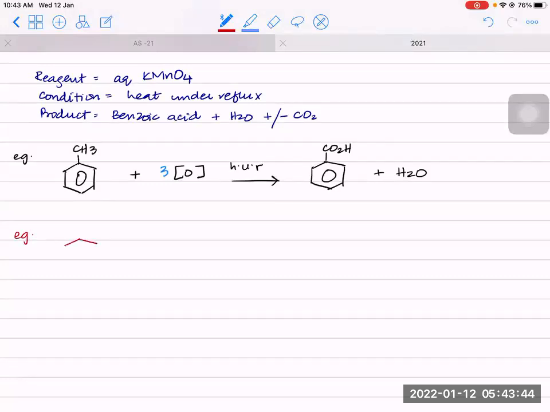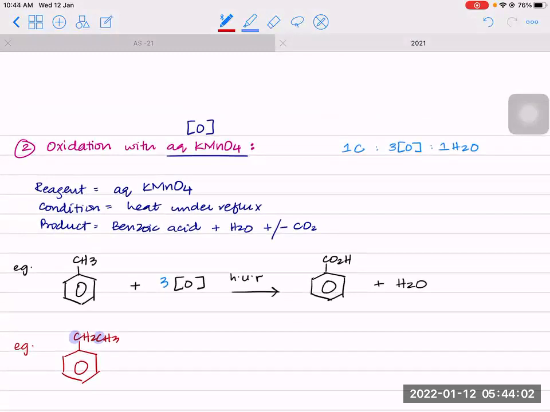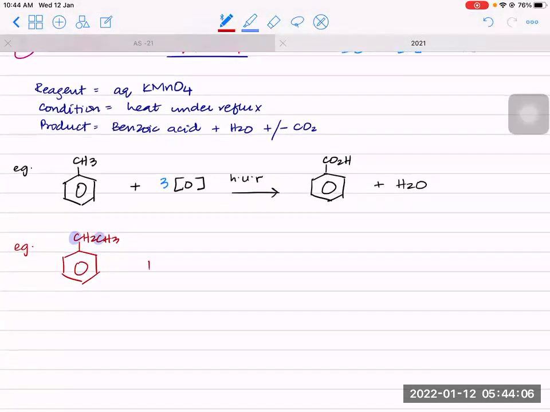So let's take, now this is not methyl benzene. This is another alkyl side chain. So you have CH2, CH3. This is ethyl benzene. Now, how many carbons do you have here? You see you have 2 carbons. I told you one carbon in the side chain needs 3 moles of oxidizing agent. You have 2, so that will require 6 moles of the oxidizing agent. And you heat under reflux.